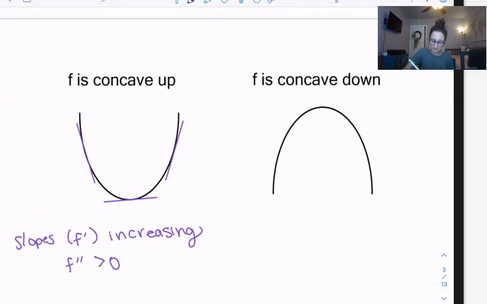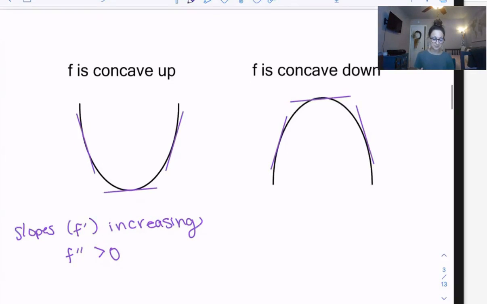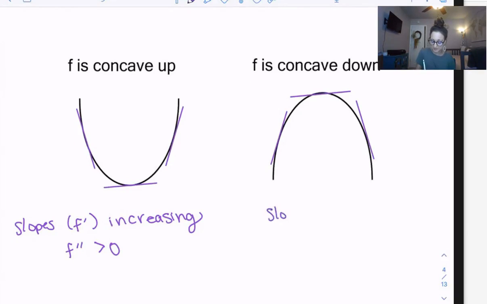F is concave down. Well, let's draw some tangent lines here. Here I've got an increasing tangent line, so positive slope, zero slope, a negative slope. These are not perfect, but you get the idea. So if I go from positive to zero to negative, the slopes are getting smaller, they're decreasing. So I'm going to put f prime decreasing, which is equivalent to saying that the second derivative is what? Negative, right? So all of these are equivalencies.